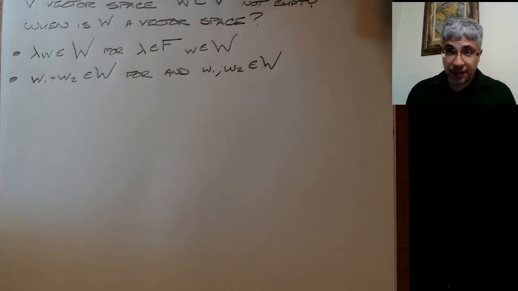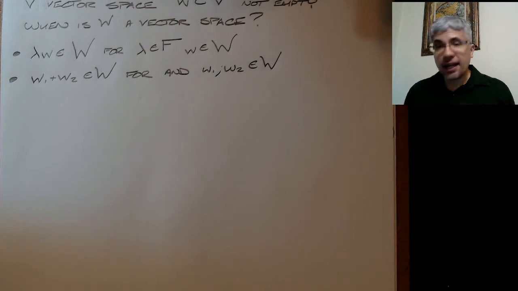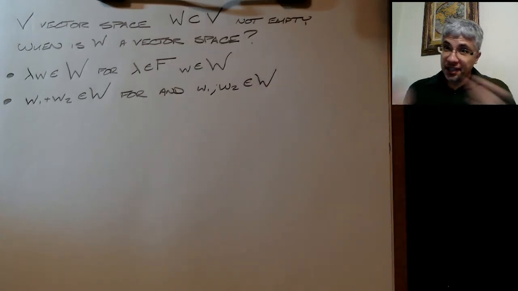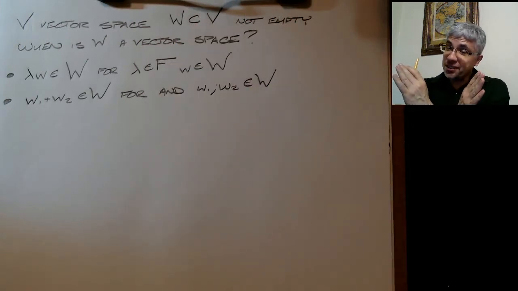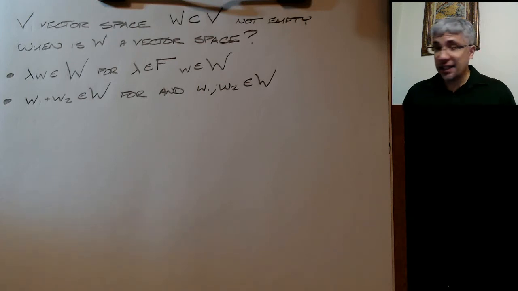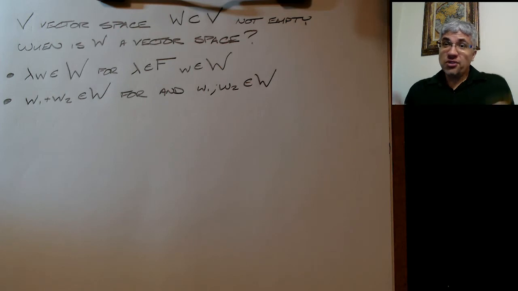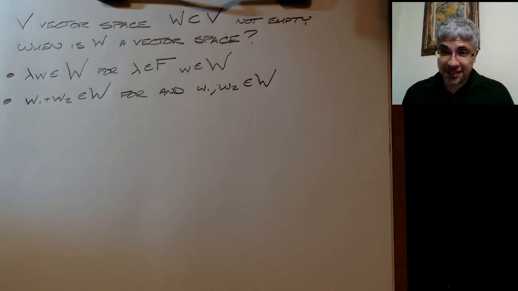Okay, well, let's think about this for a second, right? If I have vectors in W, those vectors are also in V because W is a subset of V. They commute in V, so they still commute because we're adding them using the rules for V. So therefore, we don't have to check commutativity. We don't have to check associativity. We don't have to check the other associativity, the one with the scalars, because all of those things work in V. So because of that, they're still going to work.